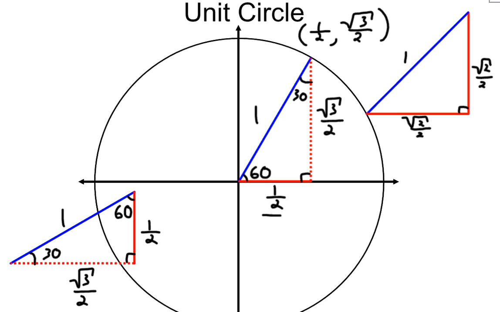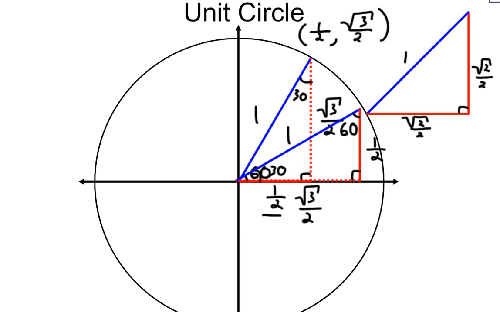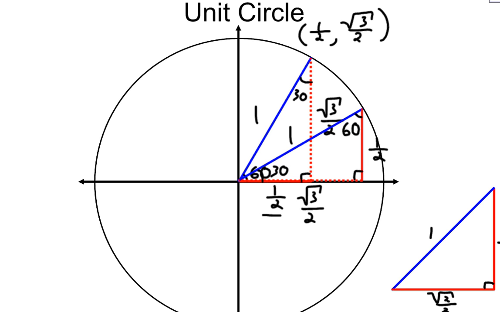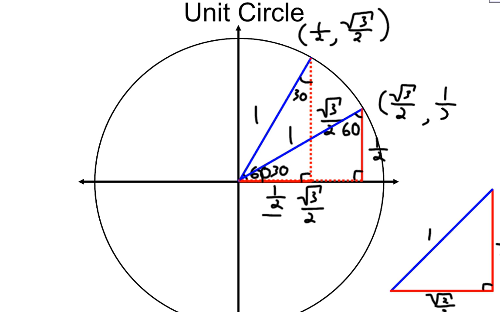So we can use that same triangle and flip it around, and we get our triangle with a 30-degree angle. Using those same proportions, I can see that my x is going to be the square root of 3 over 2, and my y is going to be 1 over 2, just flipping those x and y coordinates, and we can see the similarity between our 60, 30, 90 triangles.